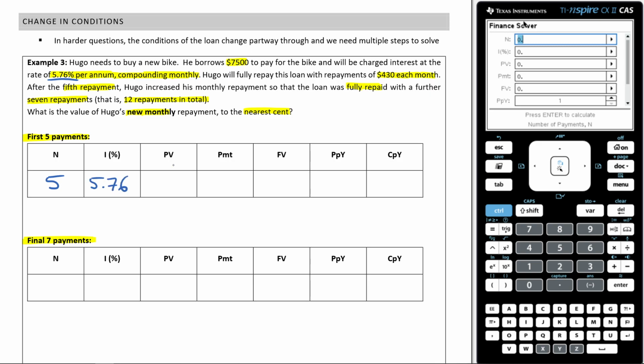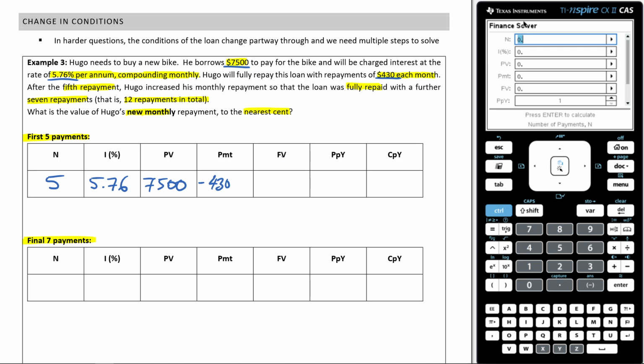5.76. My present value is how much I get lent by the bank. So the bank gives me $7,500. Remember, this is positive because the bank is giving me this money. I'm putting it into my pocket. The payment that I'm making is $430 during the first 5 payments. All right? During the first 5 payments, I'm making repayments of $430. Now be careful. This has to be negative because this is money that you're giving back to the bank. It's money that's coming out of your pocket, so it's negative.